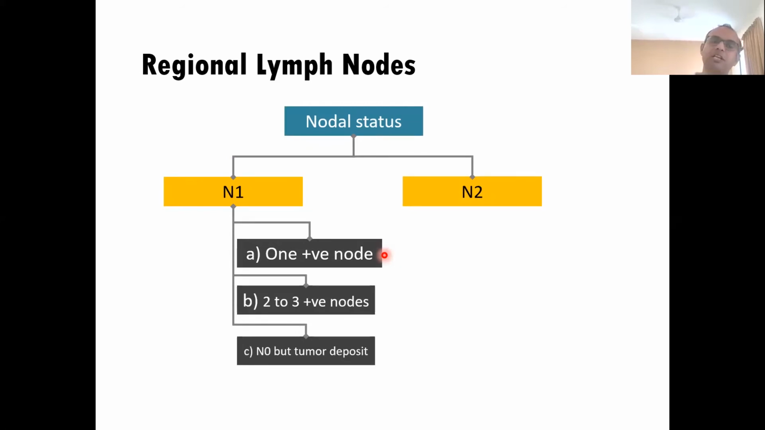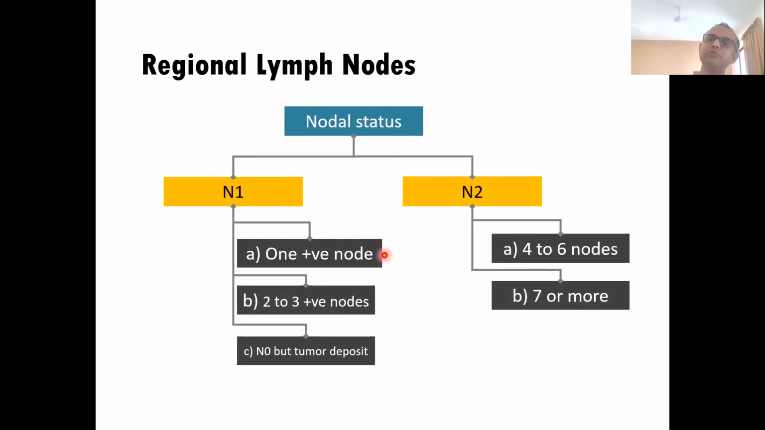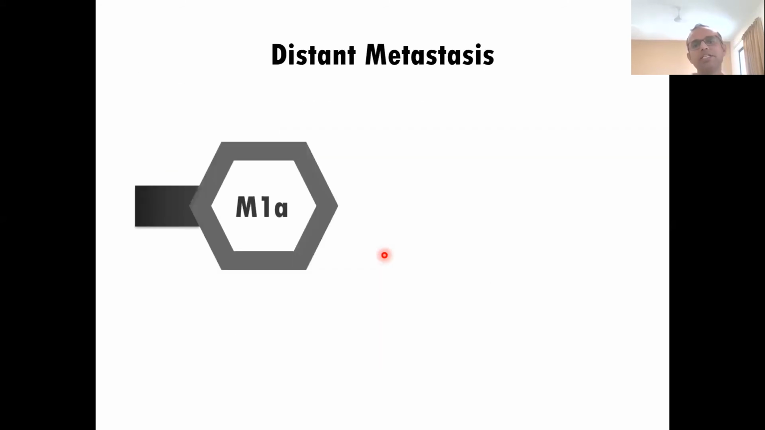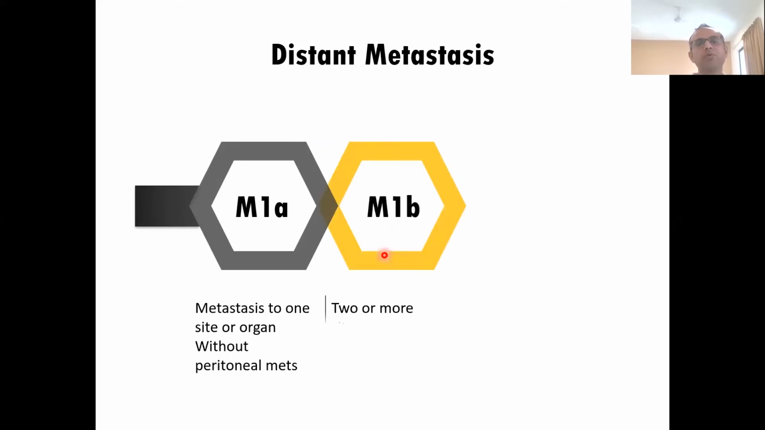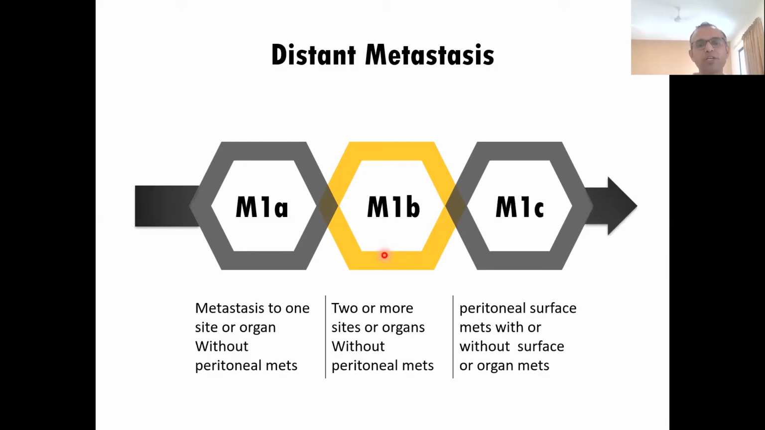That concept I will clear later on, while doing the MRI. That is N1C, where there is no node, but there is a tumor deposit. N2A is 4 to 6 nodes, and N2B is more than 7 nodes. Distant mets: M1A is metastasis to one site or organ without peritoneal mets. M1B is 2 or more organs without peritoneal mets. M1C is peritoneal surface mets with or without organ mets.